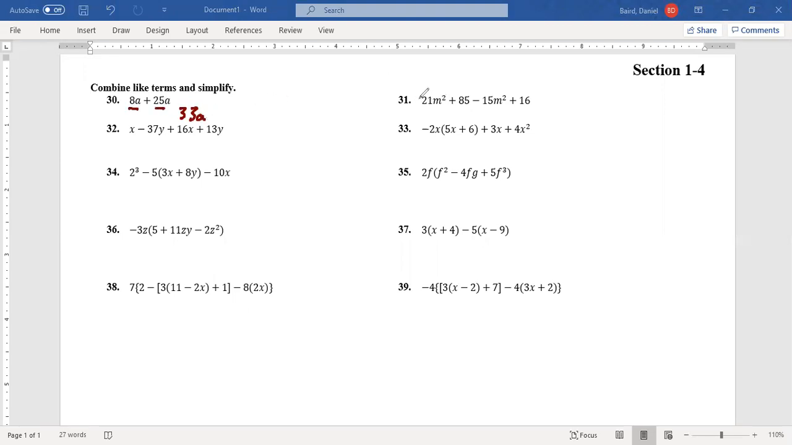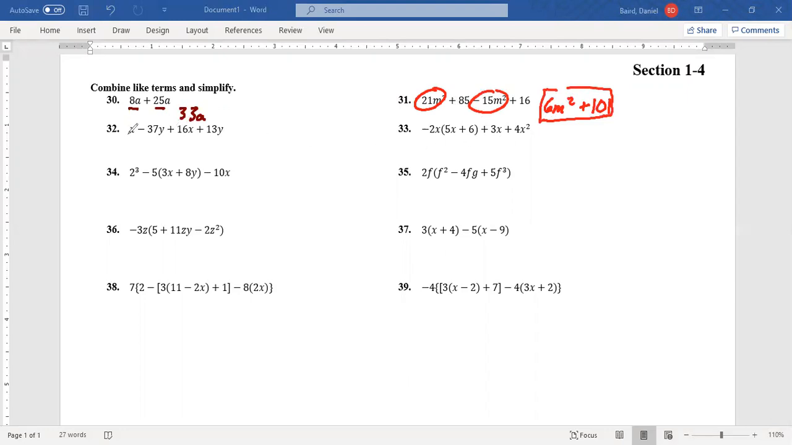The next one, number 31, 21m squared plus 85 minus 15m squared. Here's the m squared, 21m squared minus 15m squared. That's 6m squared. And then 85 plus 16 is 101. There we have it. That wasn't so bad either. All right, let's see about some of these others.